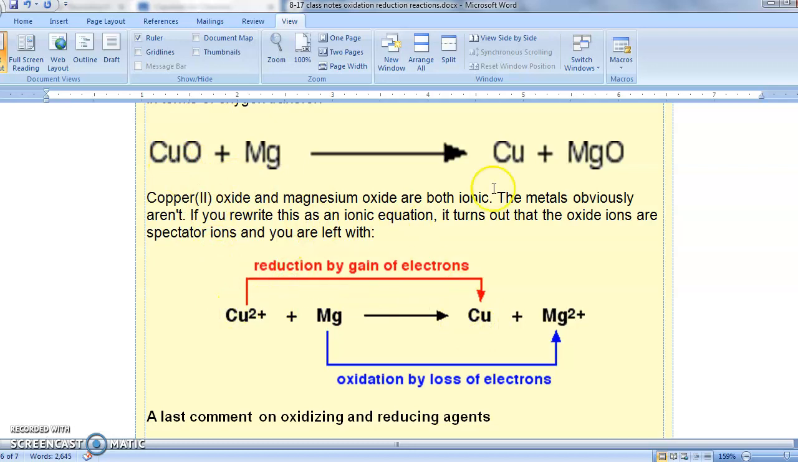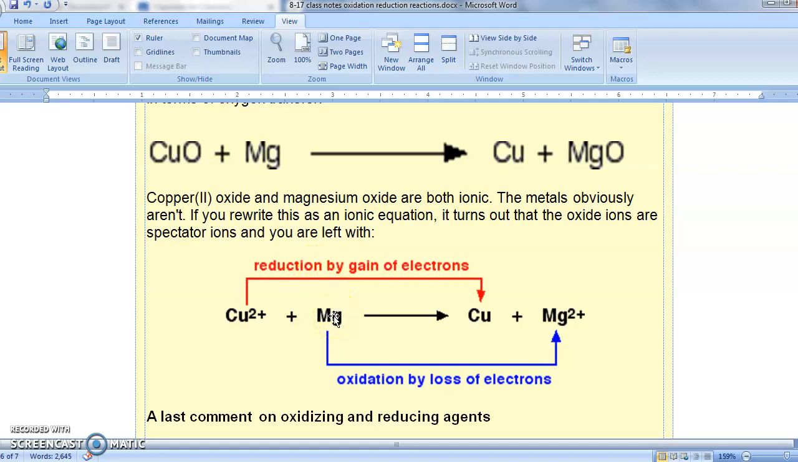So copper started out as 2+. Over here, it ends up neutral. Magnesium started out as neutral. Over here, it ends up as 2+. So what happened to the copper? The copper started out as 2+. It was forced to take 2 electrons from the more active magnesium and it ended up back to 0. It went from 2+ to 0. So what happened to its oxidation number? Its oxidation number went from +2 to 0. It went down. The word for being lowered or going down is reduced.